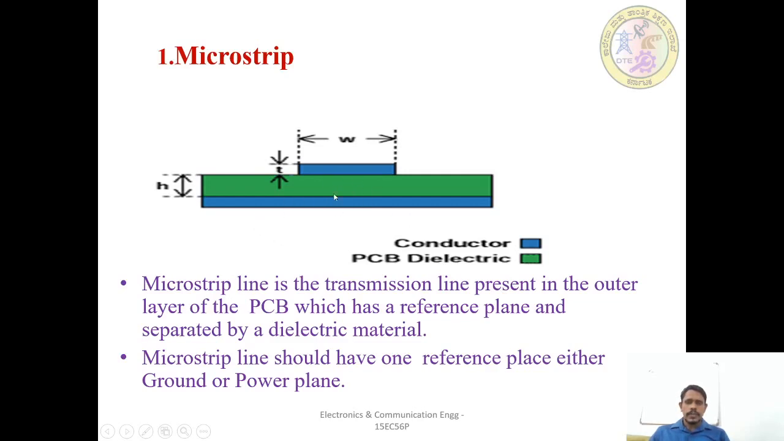The diagram shown here is the microstrip line. This is the signal carrying conductor. This is the width of the signal carrying conductor. This T represents the thickness of the signal carrying conductor. H represents the height of the dielectric material. This blue color is assigned either to ground or VCC. Microstrip line is a transmission line present in the outer layer of the PCB, which has a reference plane separated by a dielectric material. Microstrip line should have one reference plane, either ground or power plane.